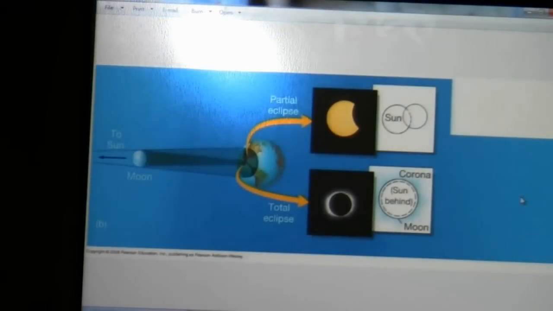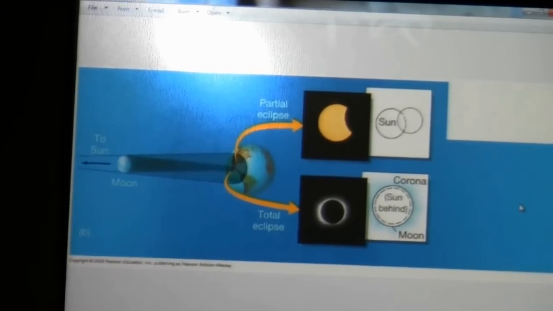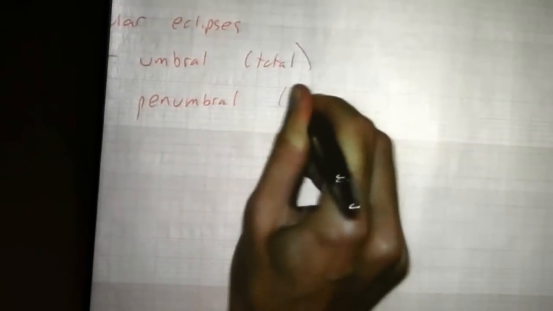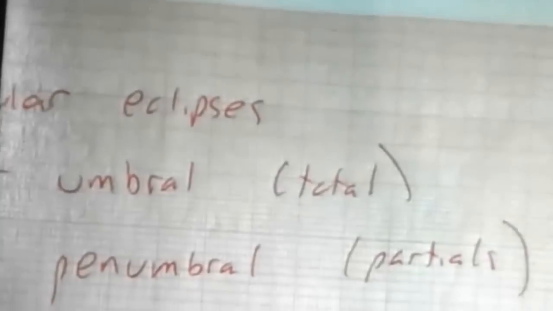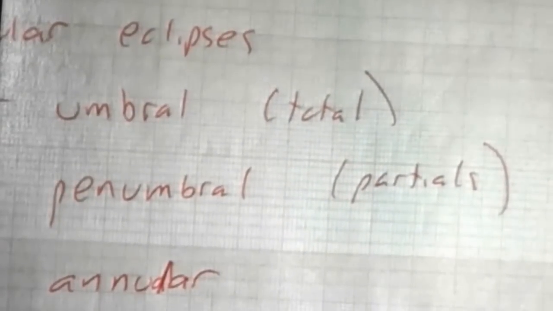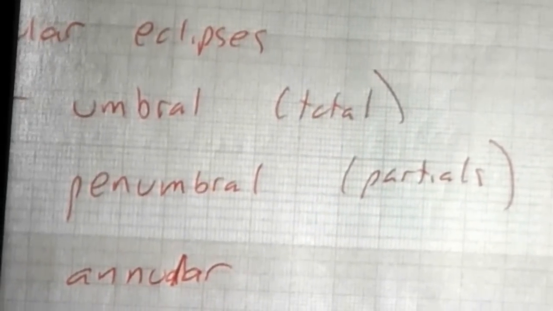Okay, so on the subject of solars, there are different types of solar eclipses. Let's go through the different types. We have, technically they're called umbral. These are the totals. We also have penumbral. These are partials. And we have annulars. Annular, which is a type of partial. I'll get back to that in a second.